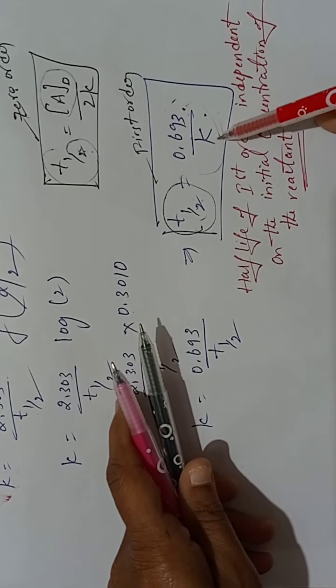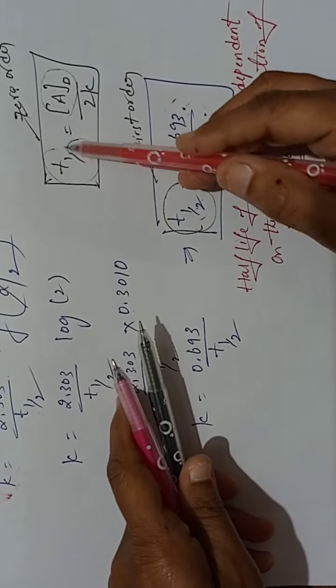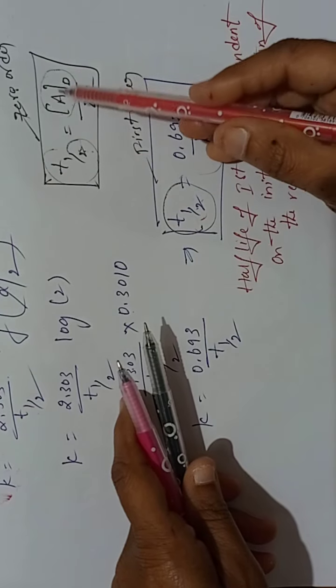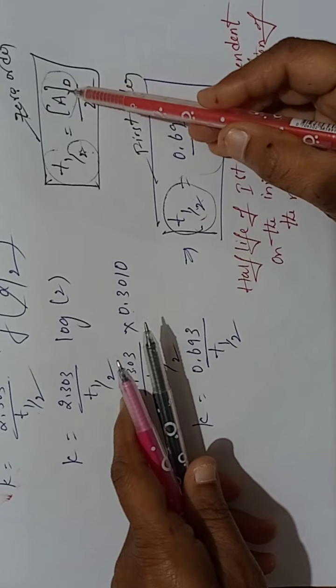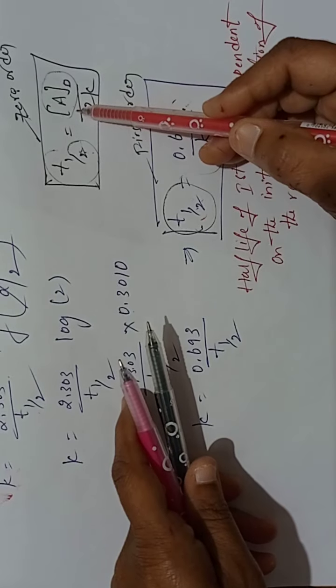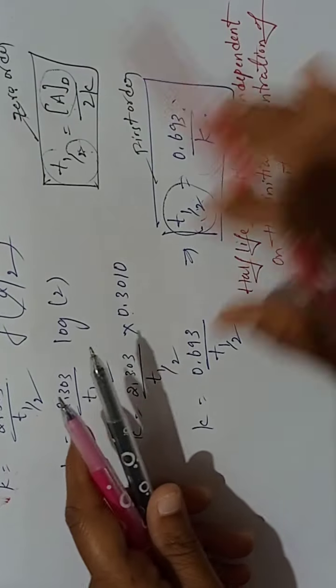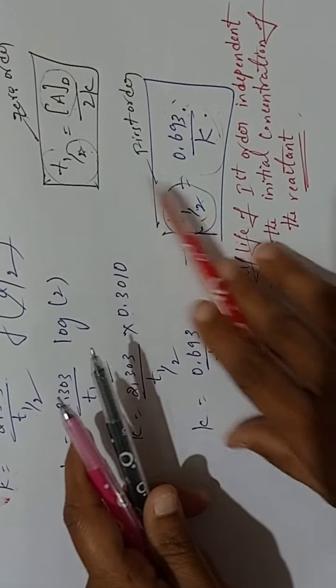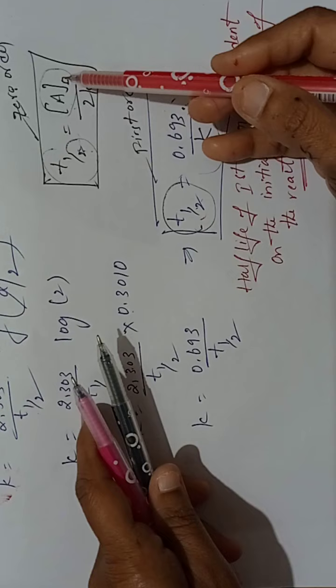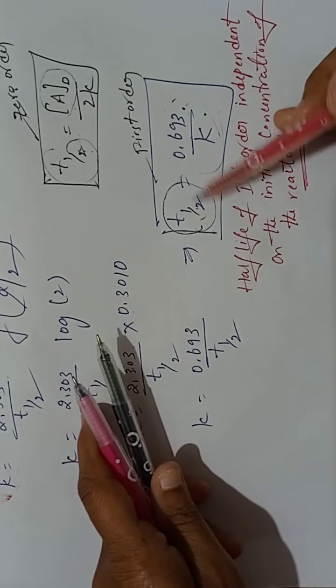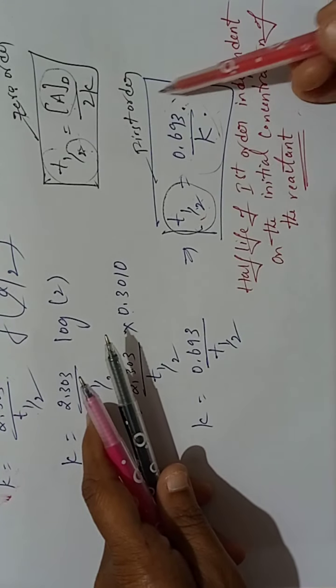t half value you have to take. If suppose the t half value depends on the initial concentration of the reactant, then that is the zero order reaction. Are you understanding, students? You have to remember these two, very very important. So in case of zero order, t half depends on A naught. In case of first order, t half is independent of A naught.